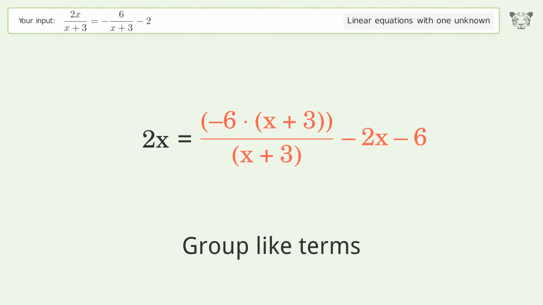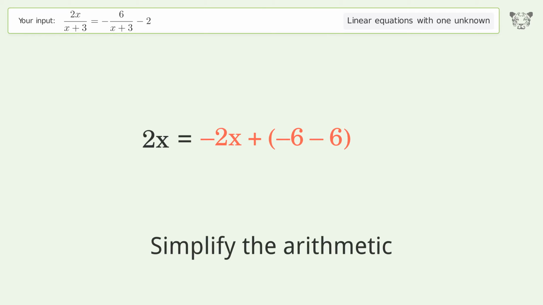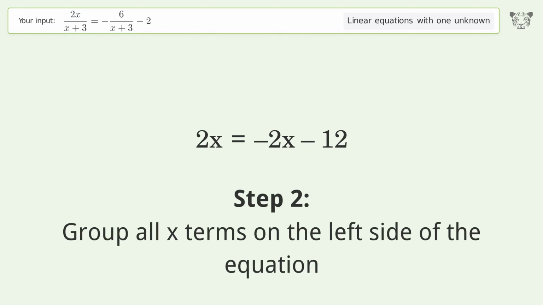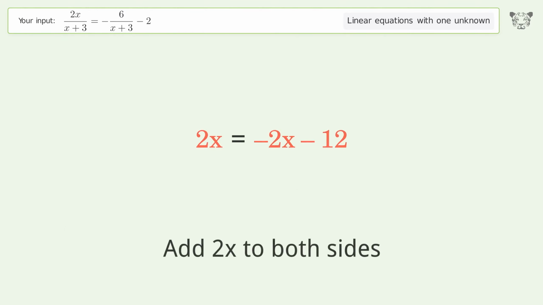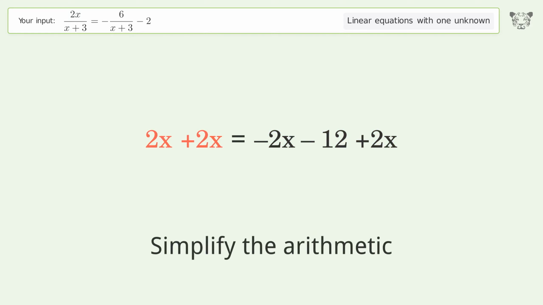Simplify the arithmetic. Group like terms. Simplify the arithmetic. Group all x terms on the left side of the equation. Add 2x to both sides. Simplify the arithmetic.